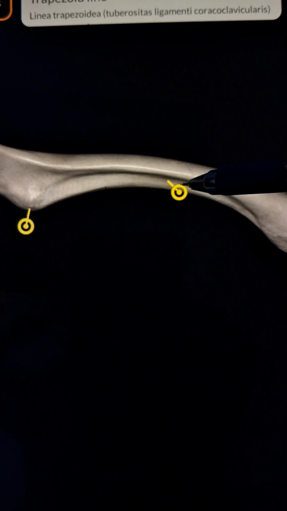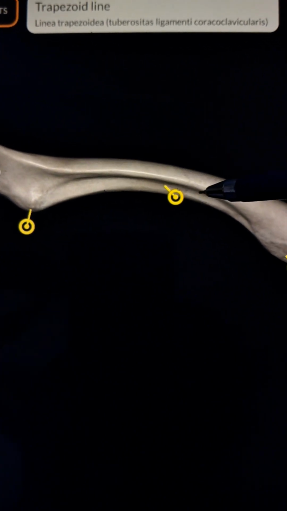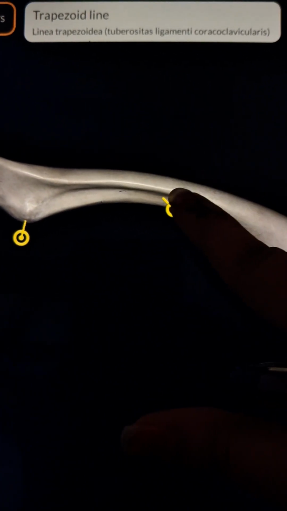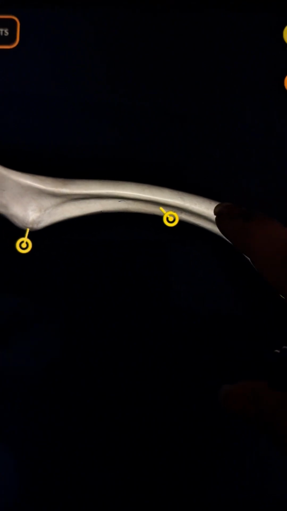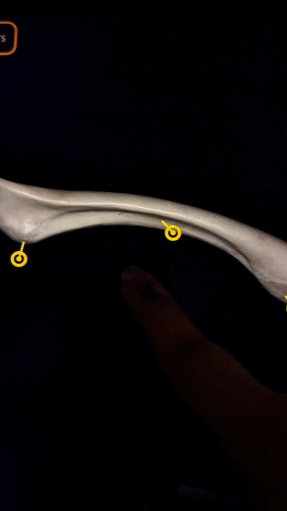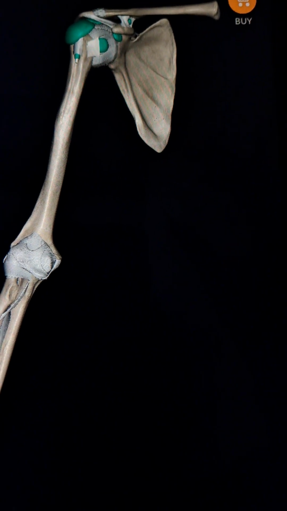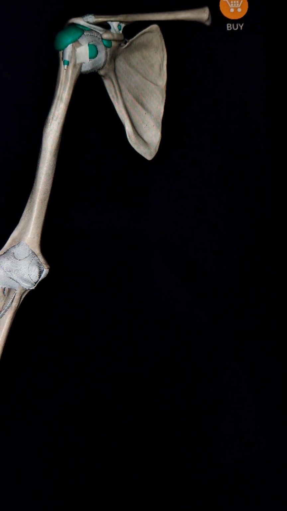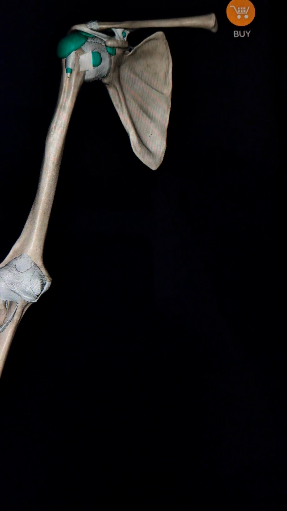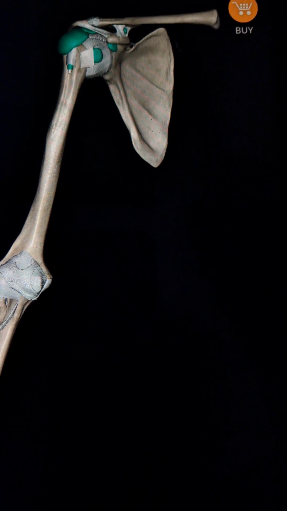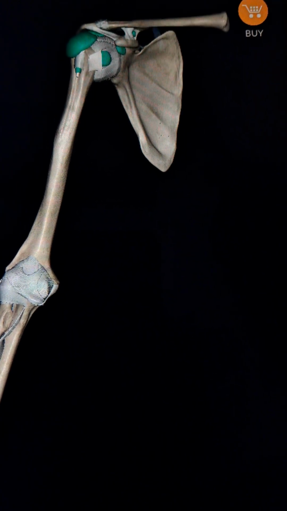The lateral half of the medial 2/3 of the clavicle exhibits a groove called subclavian groove, and the nutrient foramen lies lateral to this subclavian groove. Now let us see the ligaments attached to this clavicle. There are two ligaments: costoclavicular ligament and coracoclavicular ligament.